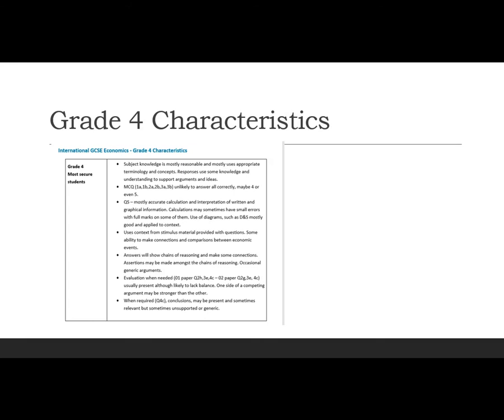So this whole recurrent theme of your evaluation just being one-sided, not balanced, this literally is the difference between a grade 4 and a grade 7. If your evaluation and your analysis is not strong, or it's too one-sided, you're just not going to get to that level 7, 8 or 9.